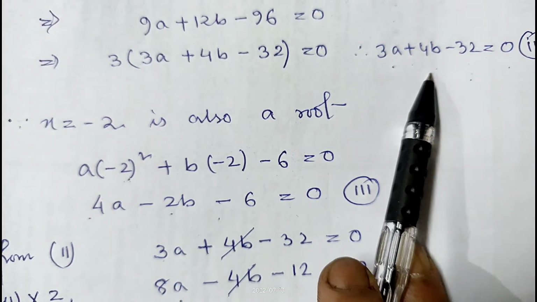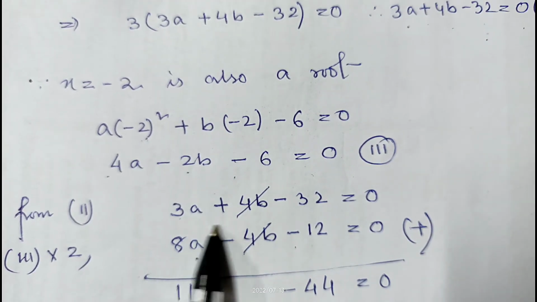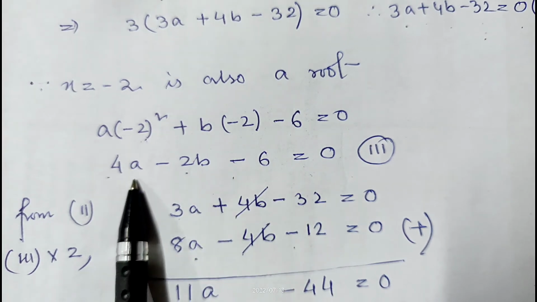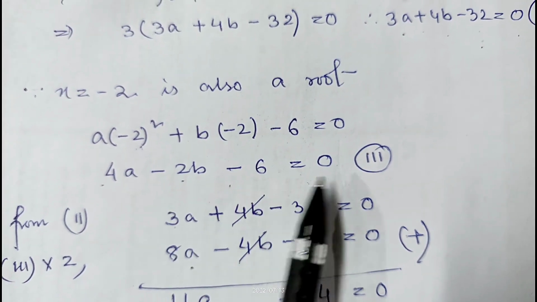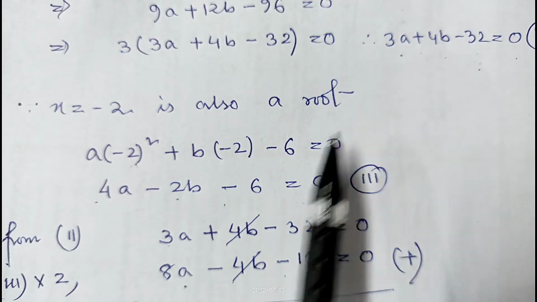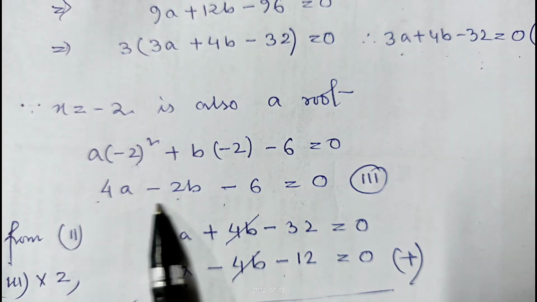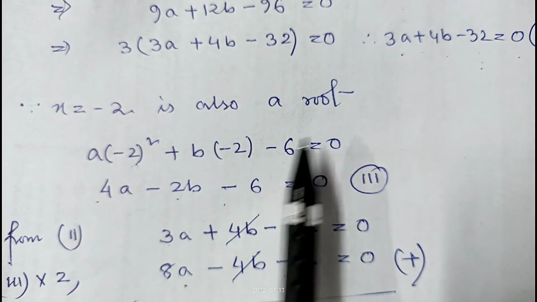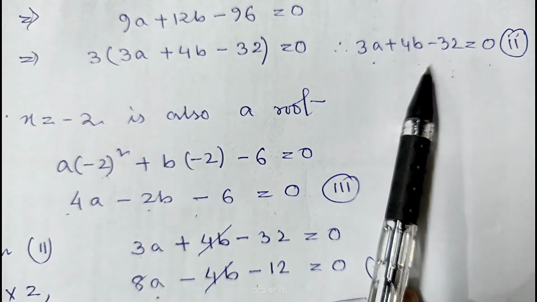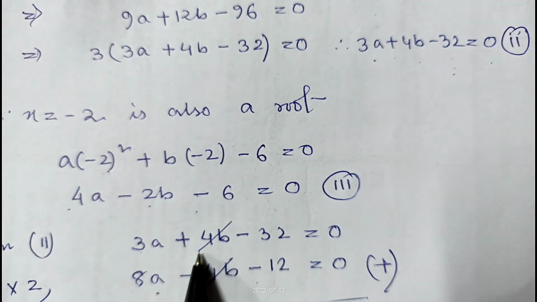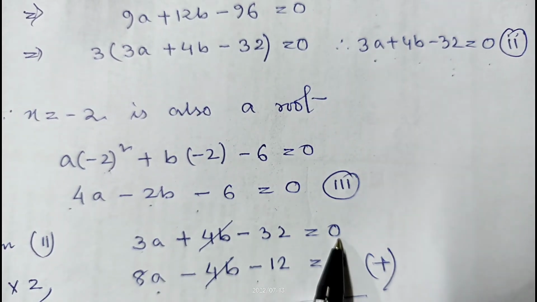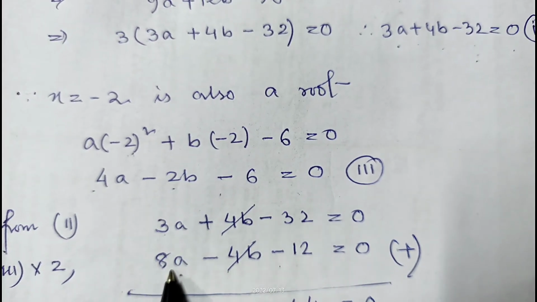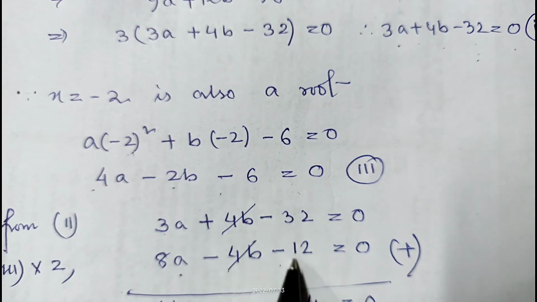Now from the second equation we got 3a plus 4b minus 32 equals to 0. And from the third equation we got 4a minus twice b minus 6 equal to 0. Here it is 4b, here it is twice b. So if I multiply this equation by 2, then this will become 4b. So we are multiplying equation number 2 by 1. We got 3a plus 4b minus 32 equals to 0. And we are multiplying equation number 3 by 2. It will become 8a minus 4b minus 12 equals to 0.